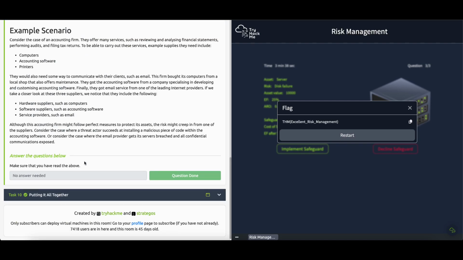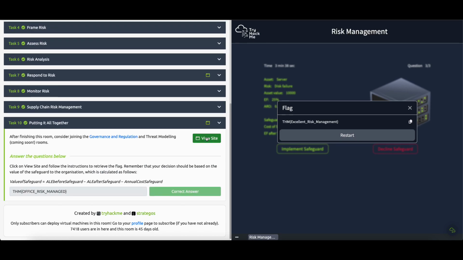And task 9, here we don't need any answer. And here we have again a practical question.